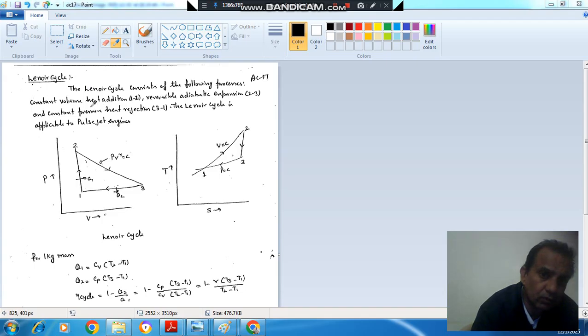So it consists of the following processes. 1-2 is heat addition, that is a constant volume process. 2-3 is reversible adiabatic expansion, and 3-1 is heat rejection, that is a constant pressure process. So this is the PV diagram, this is the TS diagram. It is used in the pulse jet engine.